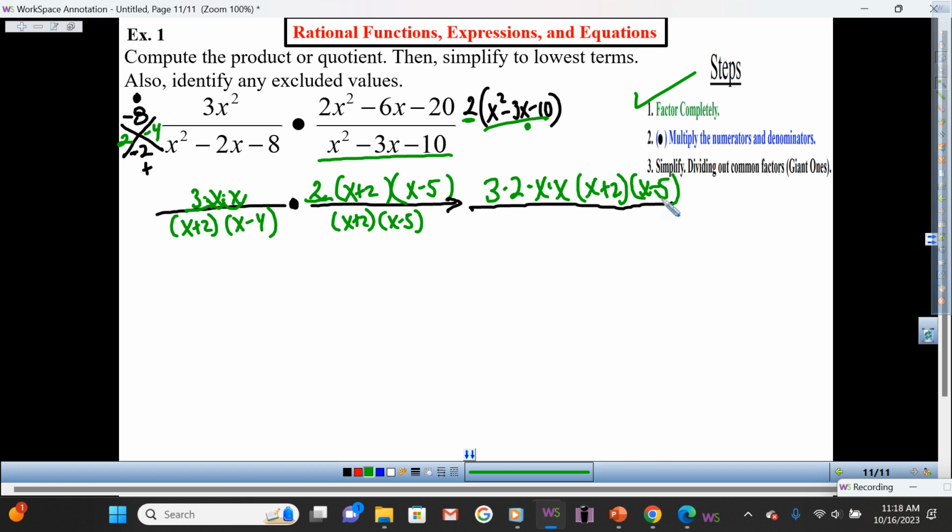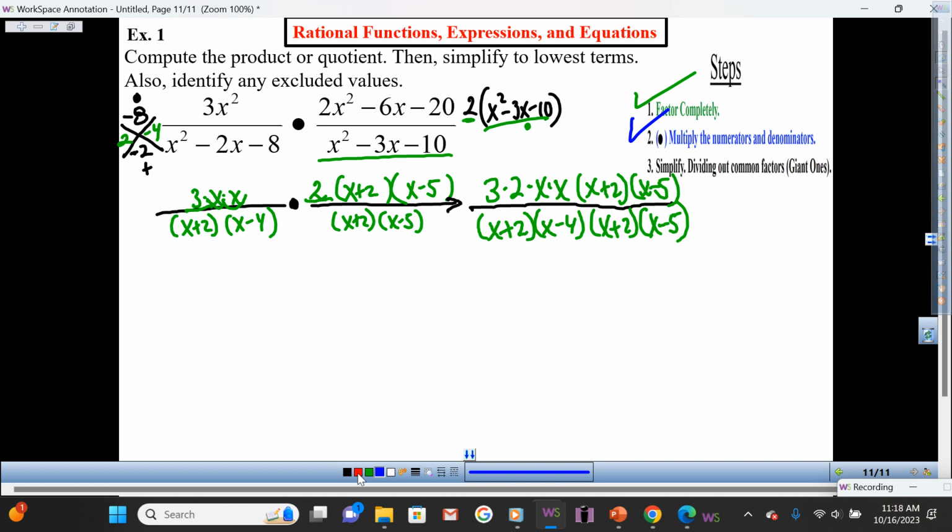Notice I'm leaving them in factored form, so that we don't have to do extra work at the end. Next, we did the numerator, this is the denominator. Do we have any numbers by themselves or variables by themselves? No, so let's write it out. x plus 2, x minus 4, x plus 2, x minus 5. Step 2, done.